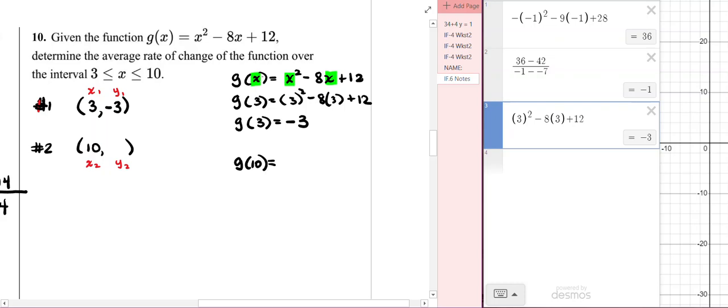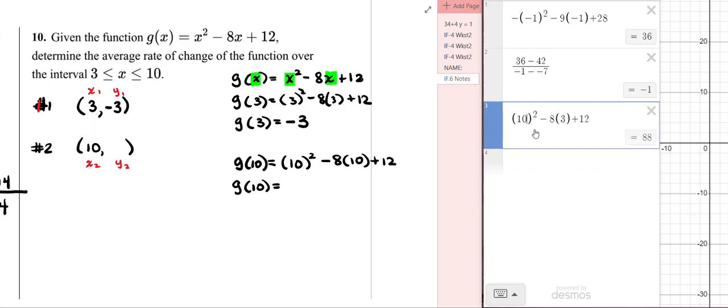So everywhere we see the x, we have to plug in a 10 now. So this will be 10 squared minus 8 times 10 plus 12. Okay, so once again, we're going to do the same thing we did before. We're just going to get rid of the previous input, and we're going to put the new input over here as well. That gives us 32. All right, so when x equals 10, y is 32.